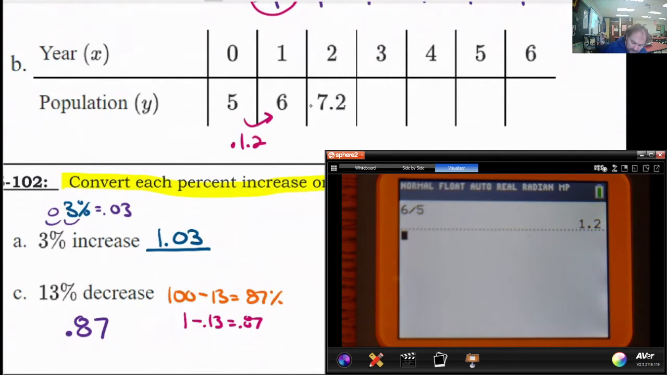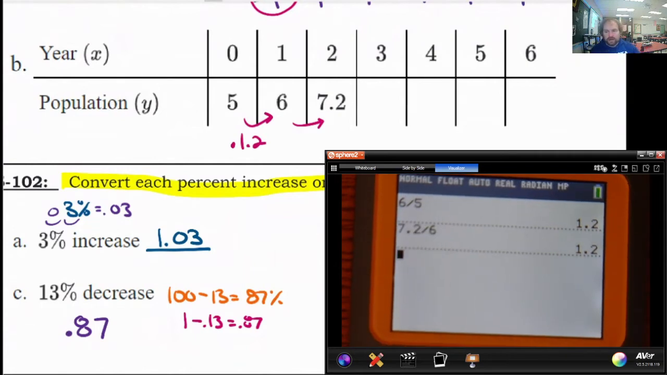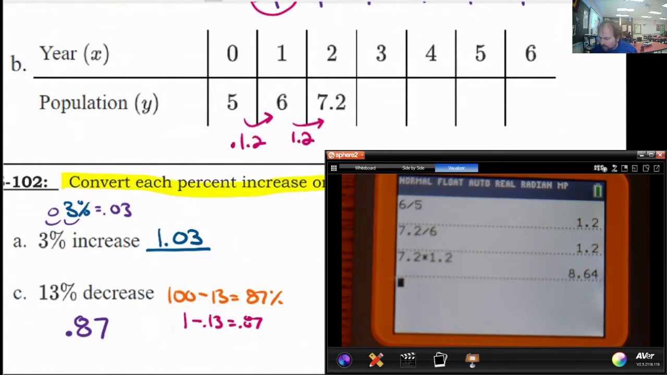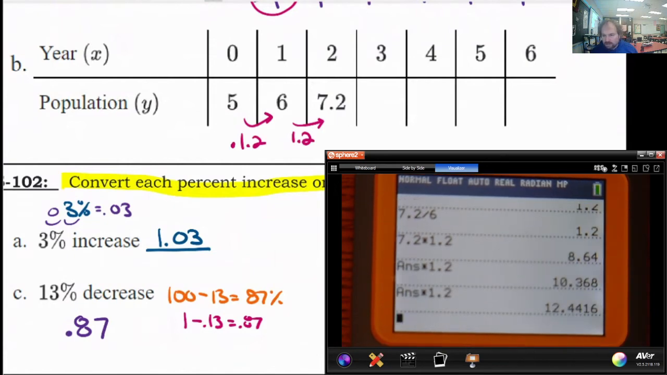If you take that same division problem, try 7.2 divided by 6. Divide any number by the previous number, and you get the same thing. And this tells you that we're multiplying by a constant 1.2. So if you take 7.2 and multiply by 1.2, you'll get 8.64. And then you get 10.368. And you get the next few numbers.